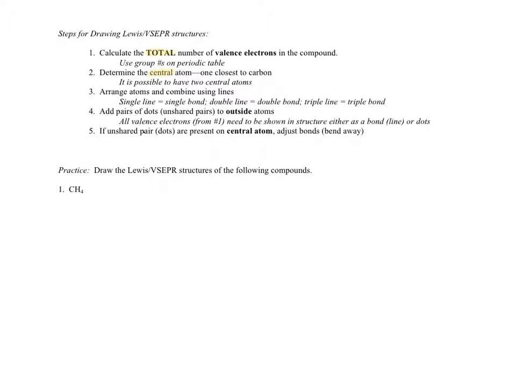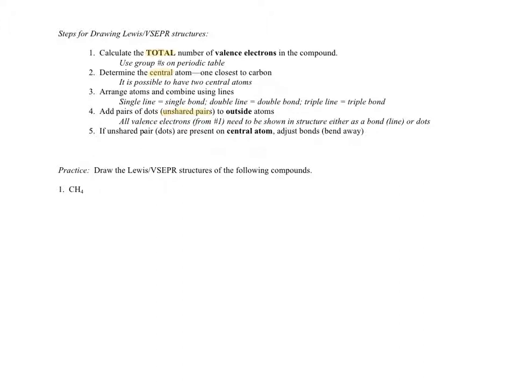Number three, you arrange the atoms and combine using lines. A single line is going to represent a single bond, double line, double bond, and triple line, triple bond. You add pairs of dots, which are called unshared pairs of electrons, to outside atoms first. If you have extra dots to fill in your valence, then they go in the middle. All valence electrons from your calculation in number one need to be shown as either bonds or lines or dots.